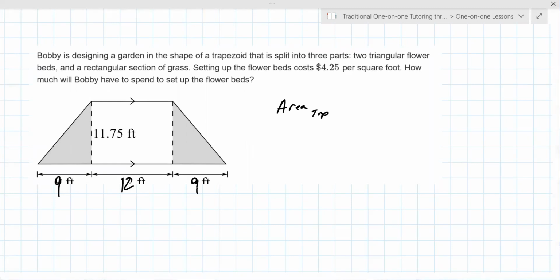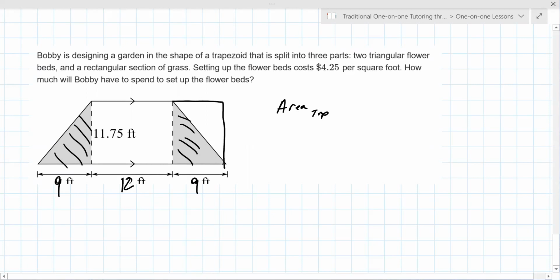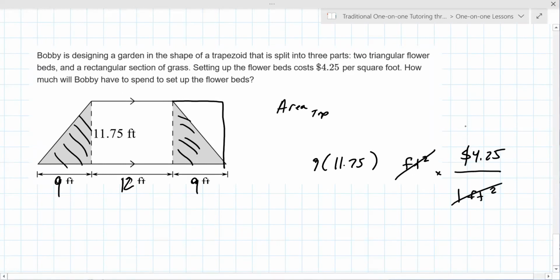All right, this is a little odd. They actually just want the areas of the two triangles. But notice, if you take this one on the left and bring it over here, you get a rectangle. So it's just 9 times 11.75. And that's some number of feet squared. And they're saying for every 1 foot squared, you have to spend $4.25. I see where this is going. So you get that number and then you multiply it by $4.25.